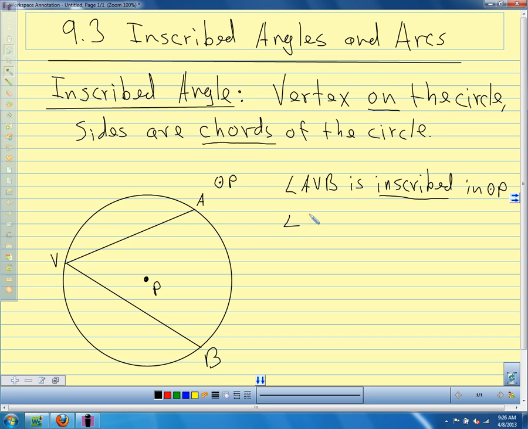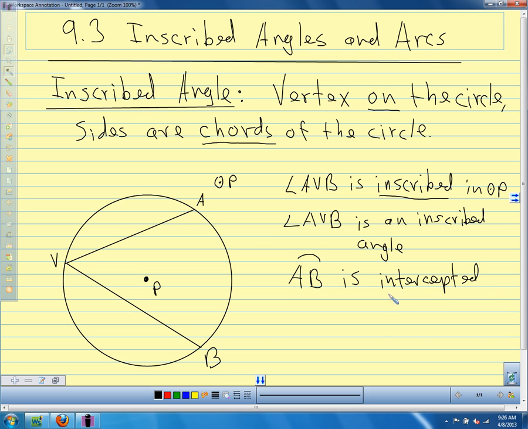We also say that angle AVB is an inscribed angle. And we say that arc AB is intercepted by our angle, by angle AVB. So arc AB is the intercepted arc of angle AVB. And we have our vertex here on the circle.